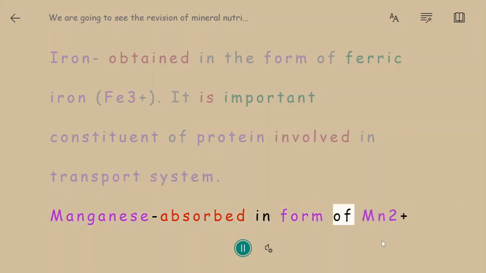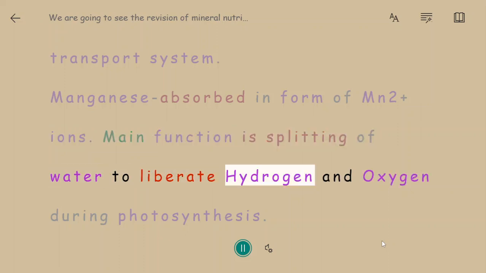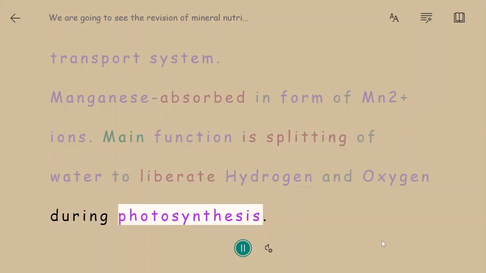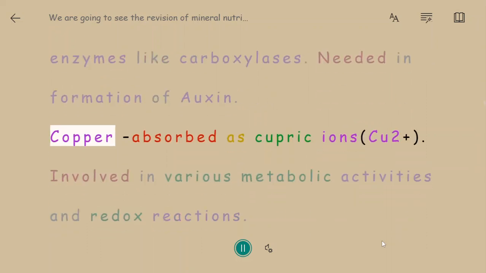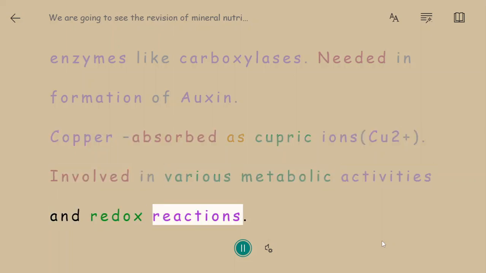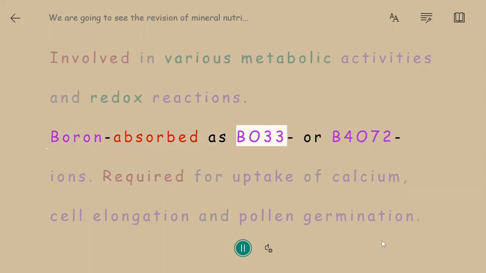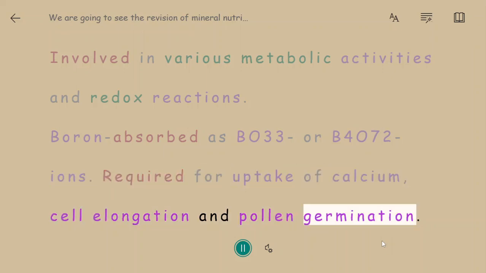Manganese is absorbed in the form of Mn2+ ions. Its main function is splitting of water to liberate hydrogen and oxygen during photosynthesis. Zinc is obtained as Zn2+ ions. It activates enzymes like carboxylases and is needed in formation of auxin. Copper is absorbed as cupric ions, Cu2+. It is involved in various metabolic activities and redox reactions. Boron is absorbed as BO3 3- or B4O7 2- ions. It is required for uptake of calcium, cell elongation and pollen germination.